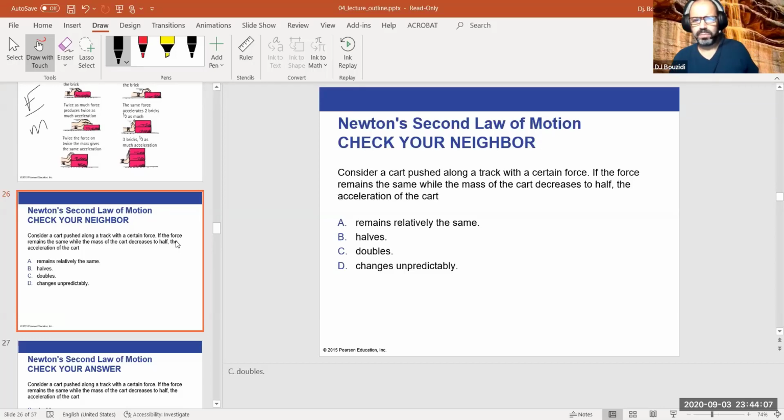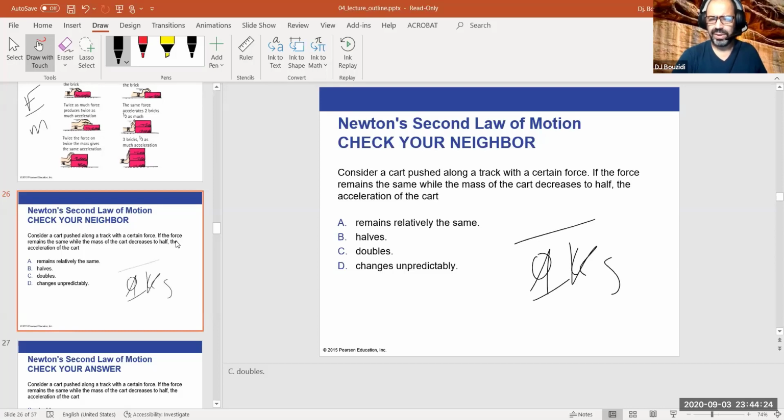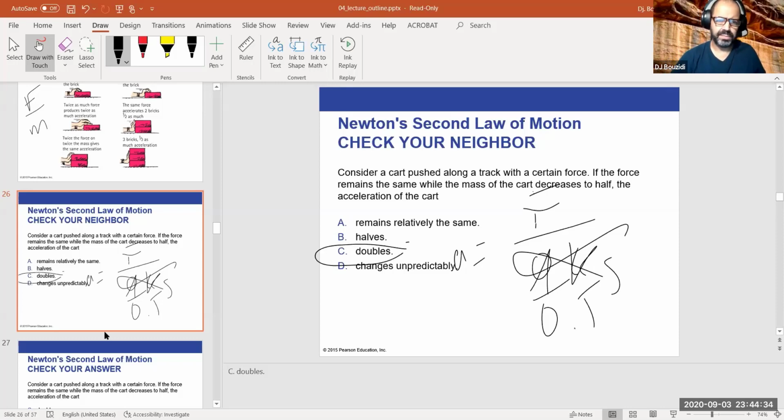So consider a cart pushing along a track with a certain force. If the force remains the same while the mass of the cart decreases to half, the acceleration of the cart now all of a sudden increases to twice. Again, because if the mass, let's say for example, was 1 kilogram, whatever that force was, the acceleration will be that. So now if this number all of a sudden is 0.5, you divide by 0.5, that means you multiply by 2. So the correct answer should be C.